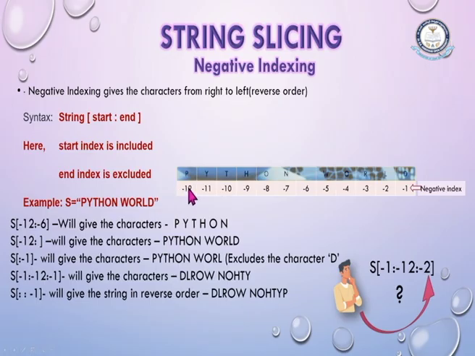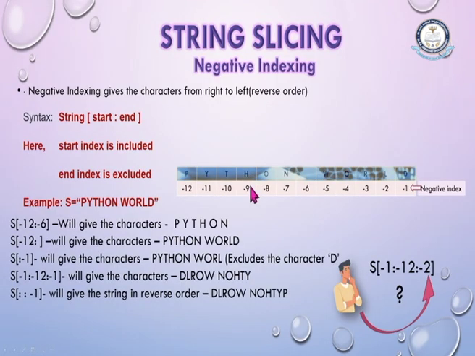So, we are starting at -12, where we get the character p, and then we move to the right-hand side, -11. At -11 we have y, then t at -10, h at -9, o at -8 and n at -7. And what about -6 here? The -6 is the end index that is excluded. That means you will get only these characters p, y, t, h, o, n. Here we have used only negative indexes, starting from the leftmost side.